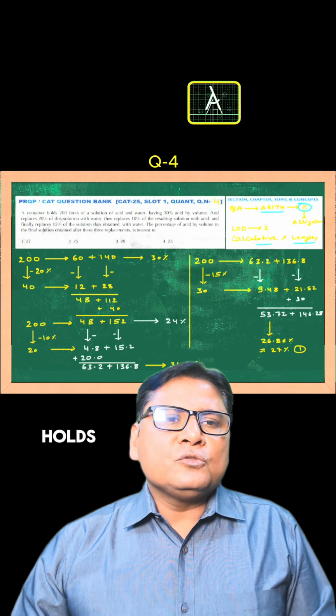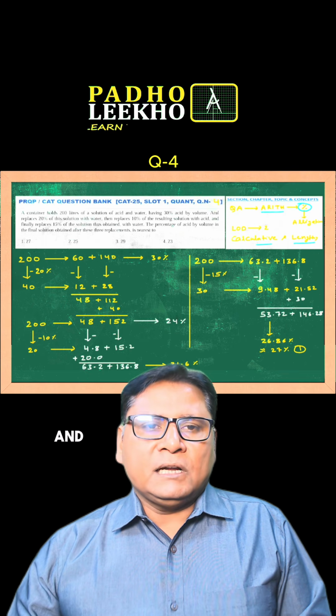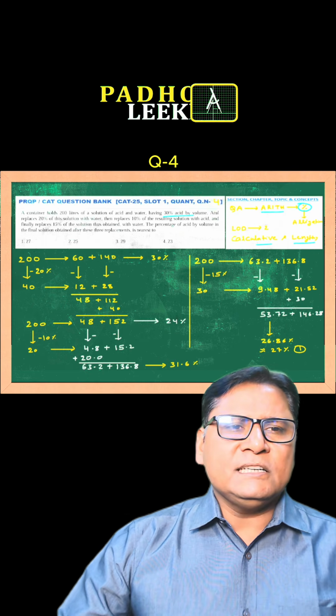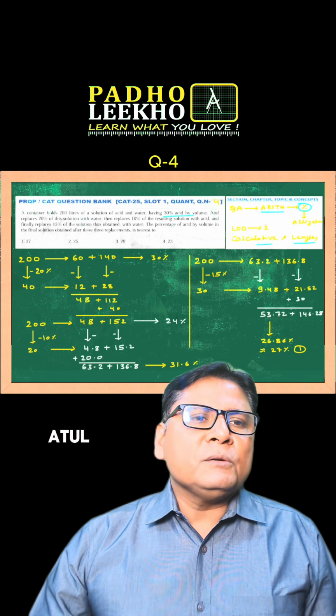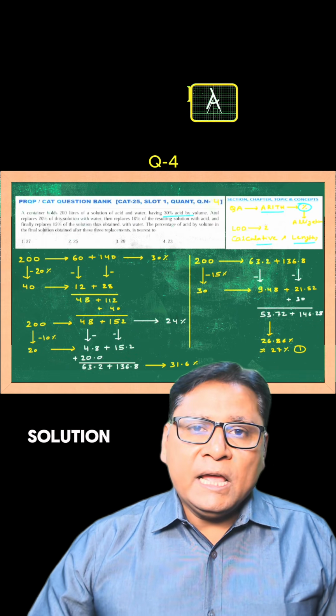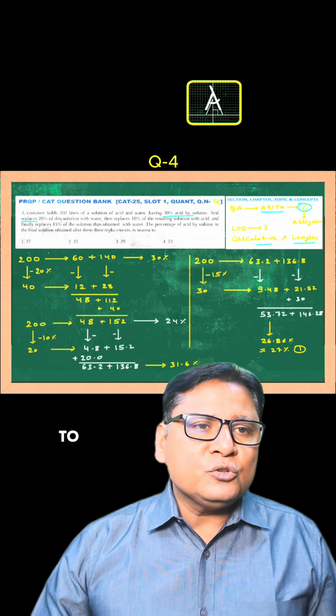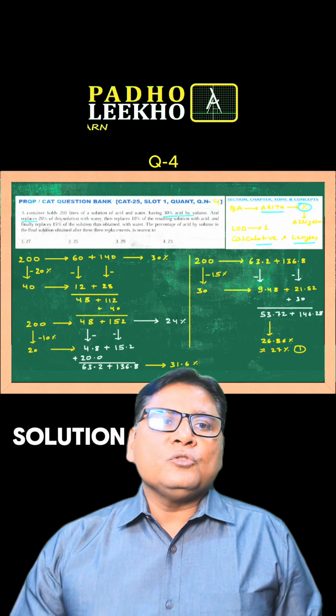One container holds 200 liters of solution of acid and water having 30% acid by volume. Means 60 liters will be acid and 140 liters will be water. Atul replaces 20% of this solution with water. Everywhere it is a case of replacement. Replacement means total volume is not going to change.